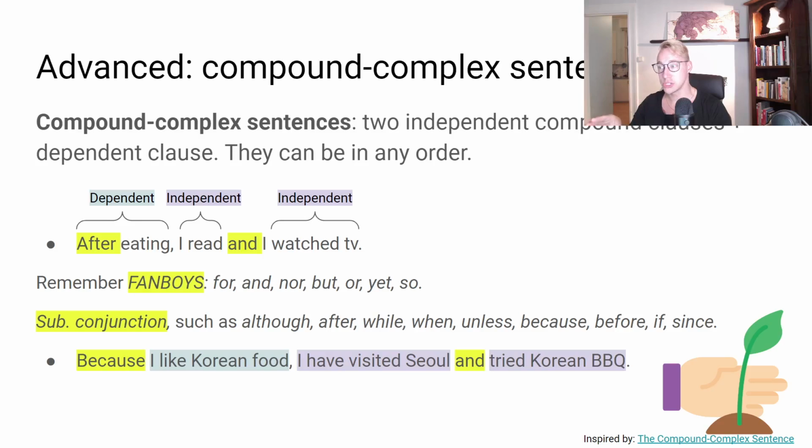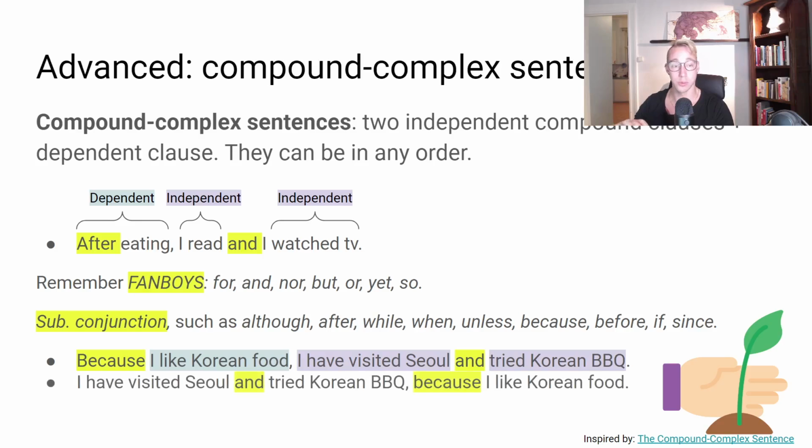And as I mentioned to you earlier, the sentence order can actually shift. So it doesn't have to be that the dependent clause is at the beginning. We can switch around like this. Here it looks a little bit different, but the contents are the same: "I have visited Seoul and tried Korean barbecue because I like Korean food." So it's essentially the same sentence, but the order is switched.